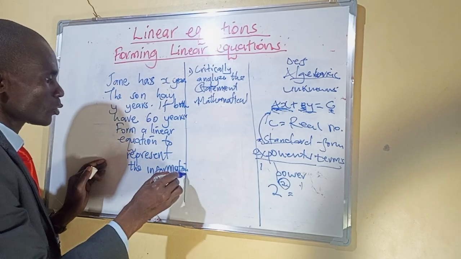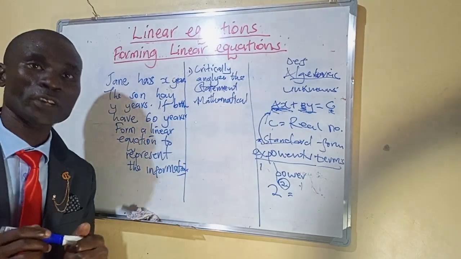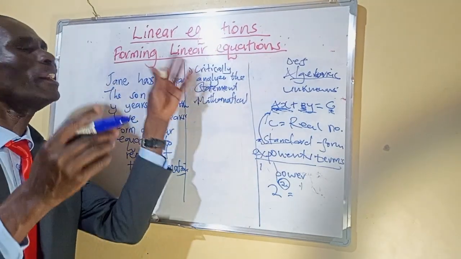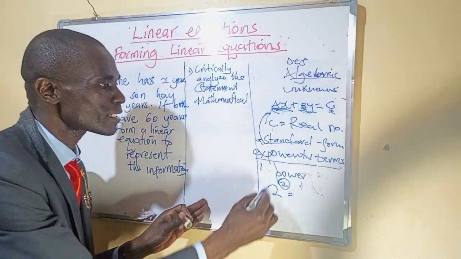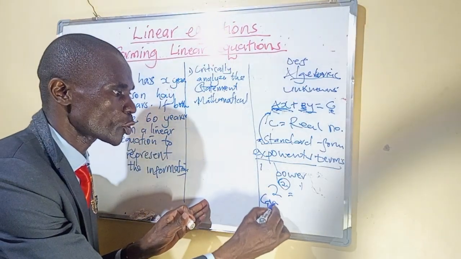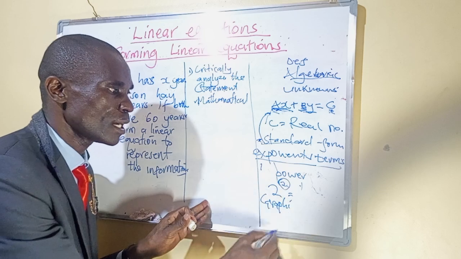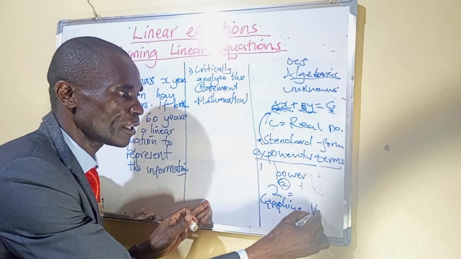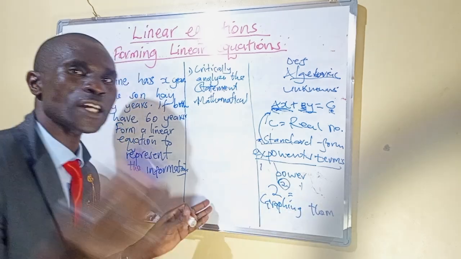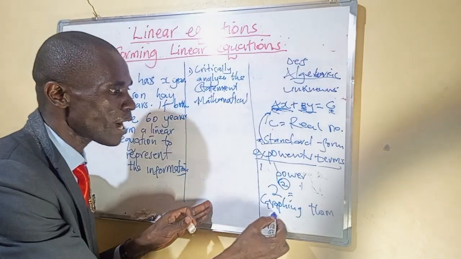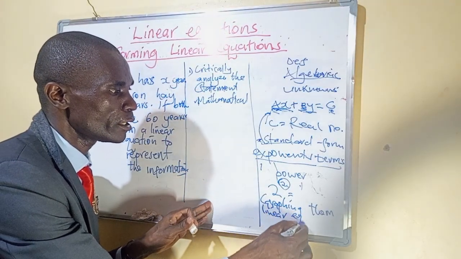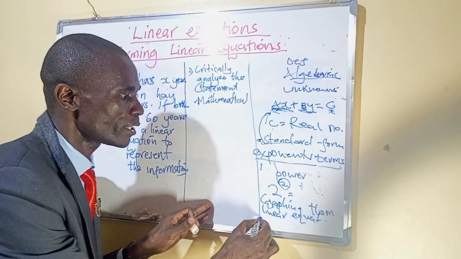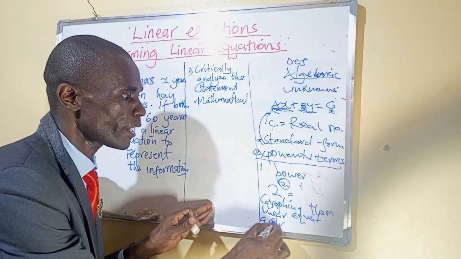Now, what you are supposed to know, and it is very key, is that all linear equations, if you graph them, you will get a straight line. That is also something very important. If you graph linear equations, you always get a straight line.